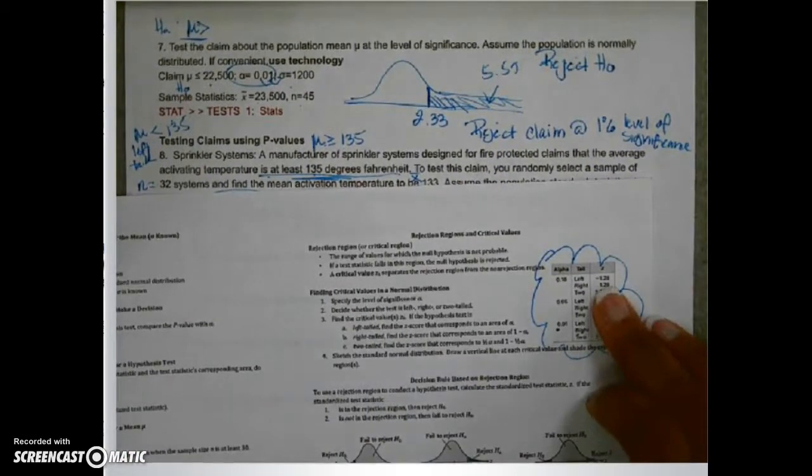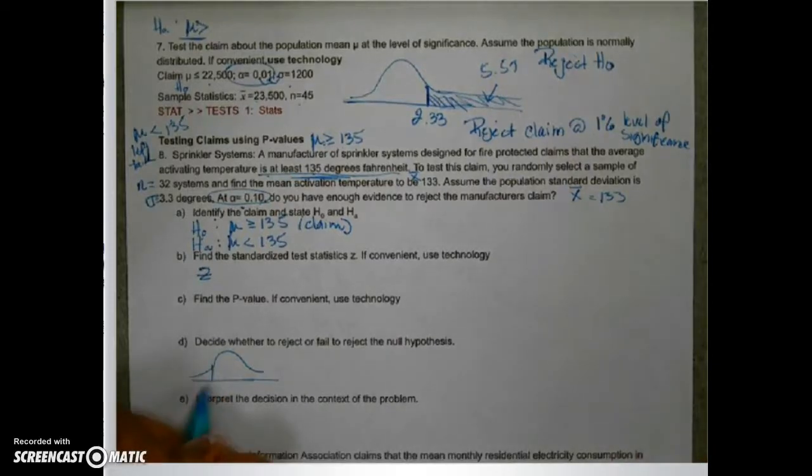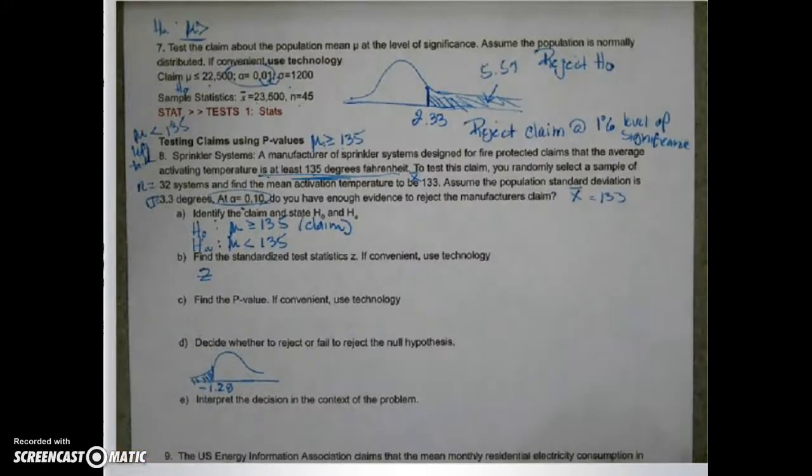What's your value for z-score? Negative 1.28. That's my rejection region. I know I skipped around, but I would like to have that in my head.